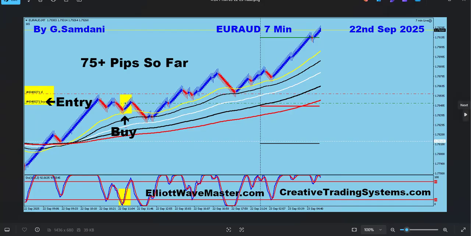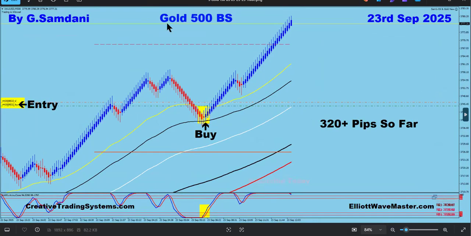That's why I have a one-on-one course, so that I can explain and teach exactly how to use the system and this robot. The next one is from the 500 box size chart, 320 pips. Beautiful, beautiful by-the-book setup. See that beautiful move? It's a retracement and then boom, going to the upside. This was the entry from the 200 box size chart.